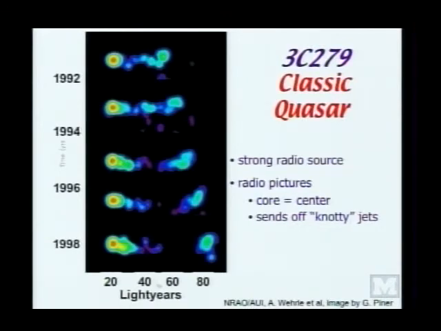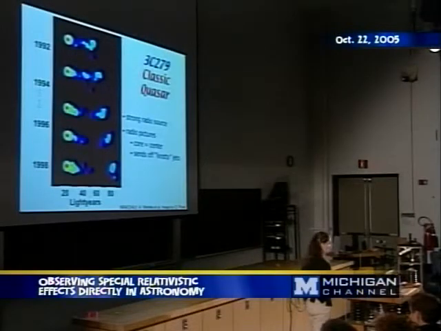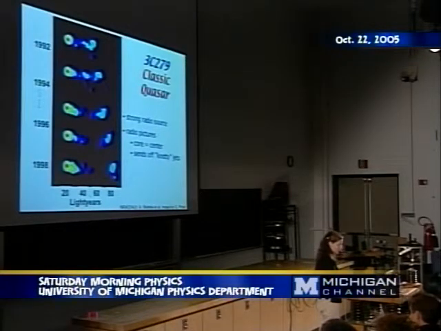And you see from about 1992 to 1998, so about 6 or 7 years here, this blob out here has moved out from about 50 light years from the central core out to about 80 light years from the central core. So again, it looks like it's moving faster than light could possibly go in that 6 or 7 years.